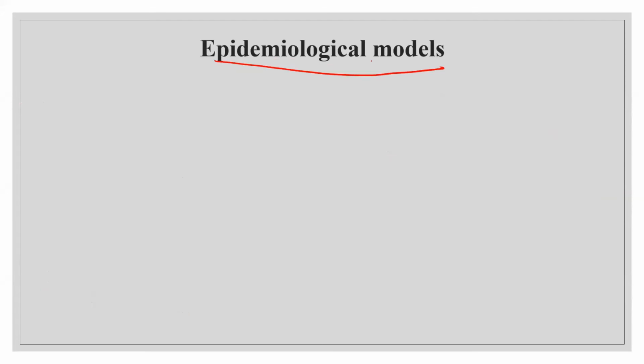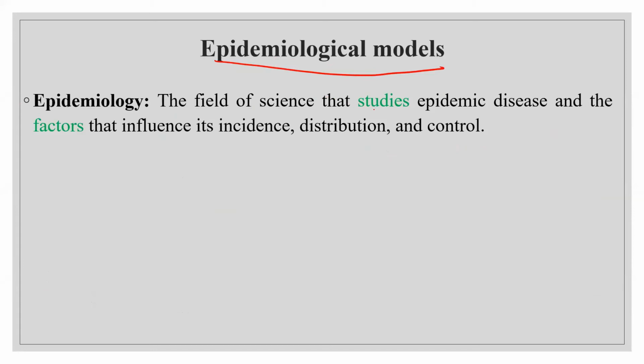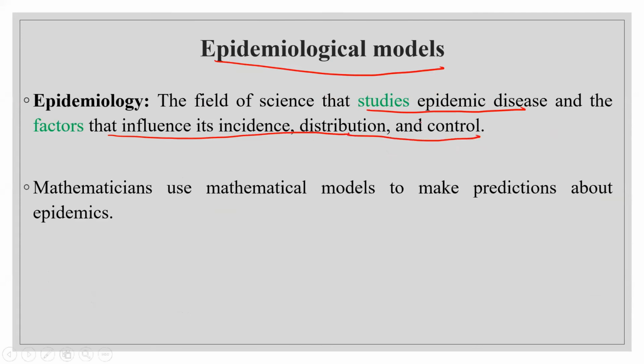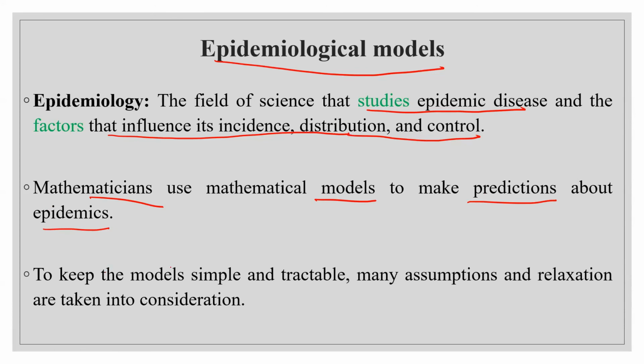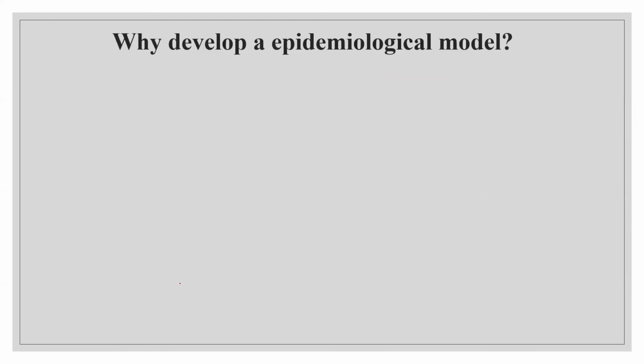What are epidemiological models? Epidemiological modeling is the study of an epidemic disease and the factors that influence its incidence, distribution, and control. So mathematicians mainly use these mathematical models to make predictions about epidemics. Obviously, I have already told you that to keep the model simple and tractable, we make certain assumptions and relaxations. Now, why do we need this epidemiological model?